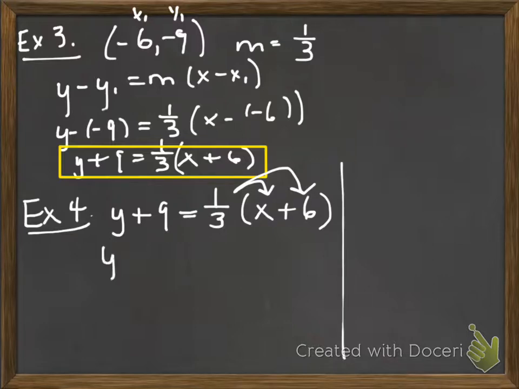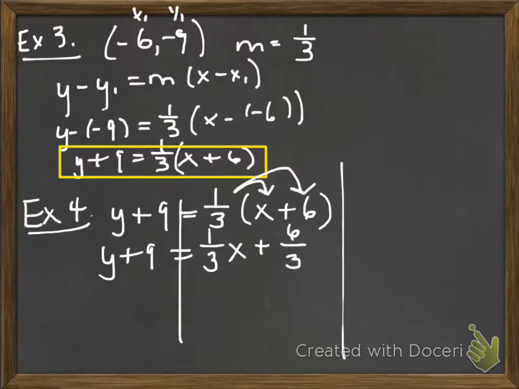If I multiply by 1/3, I get y plus 9 equals 1/3 x plus 6/3, which we'll reduce in a minute. When you multiply by a fraction, you just multiply the top number. Obviously, 1/3 times x is just 1/3 x. 1 times 6 is 6. There should be an understood 1 underneath that 6, so 3 times 1 is 3. That's how you get 6/3.